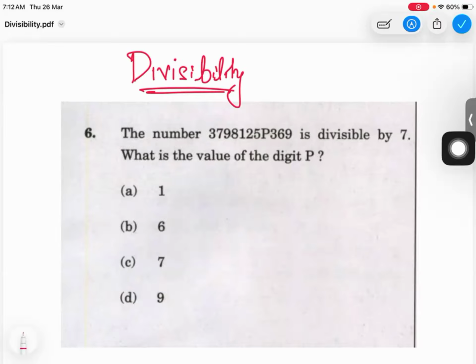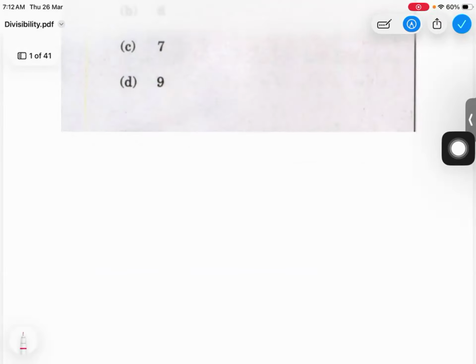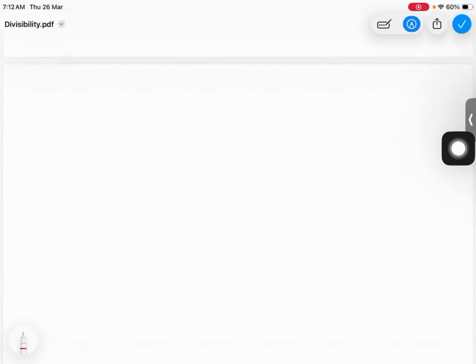All right, cool. So before starting anything, we will just refresh whatever we know about divisibility. There are some divisibility rules to start with. I believe everybody knows that.